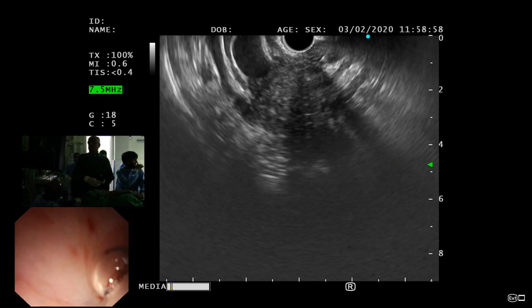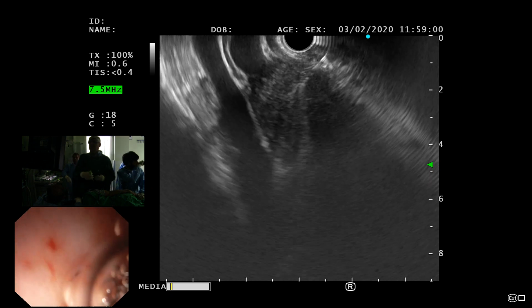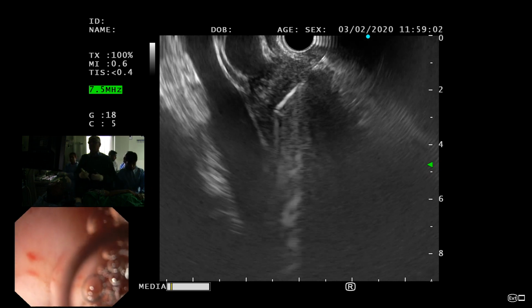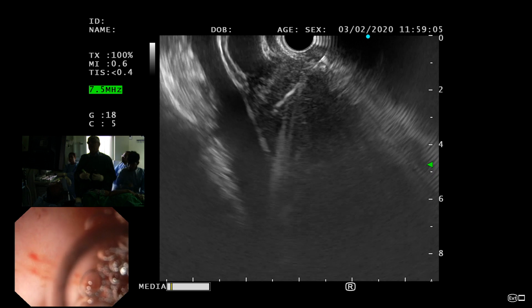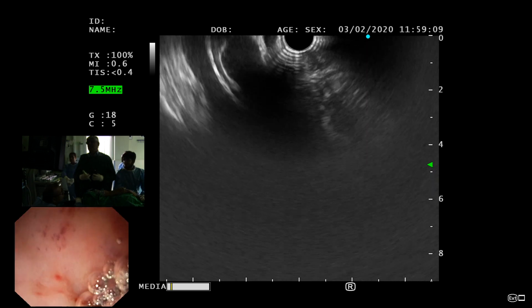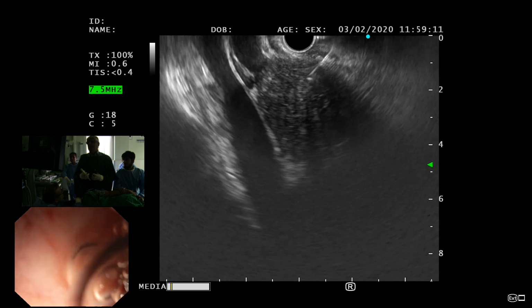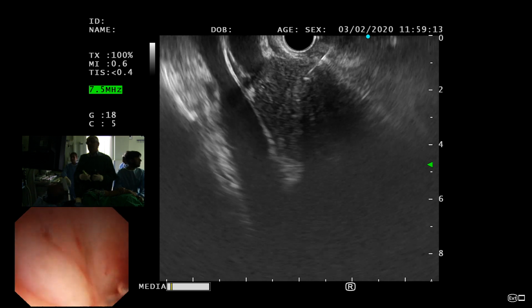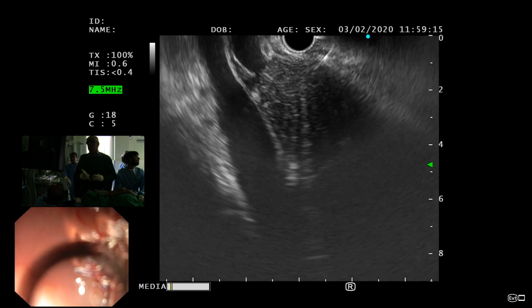Okay, pretty much. Even if it's hard, when we look at the outside, it's fine from inside. But you have an idea, it doesn't look like a normal pancreas. More like an atrophic look.